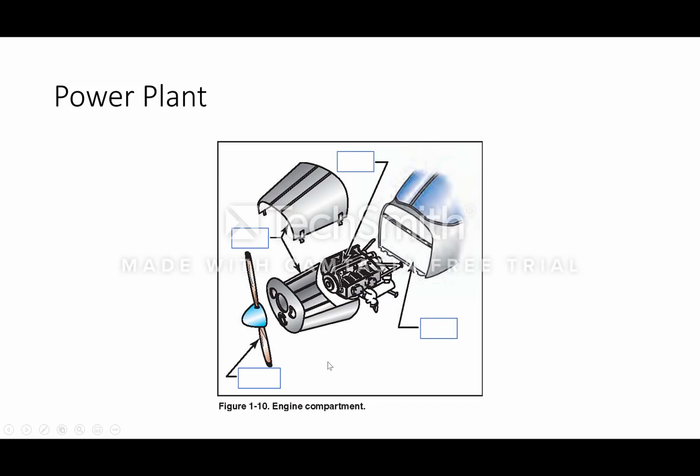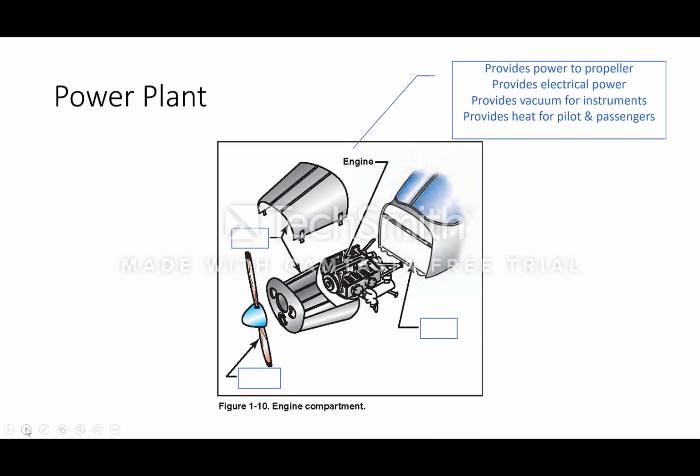All right, let's break down the power plant. So we zoom in here on the power plant, and it has its own separate parts. The first part is the engine, and we talked about that. These are internal combustion engines, much like that in your car, so they burn gasoline. They provide power to the propeller. They provide the electrical power to the rest of the plane. They provide the vacuum for the instruments, and heat for the pilot and passengers.